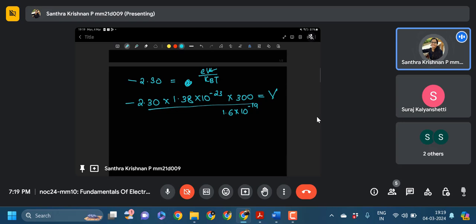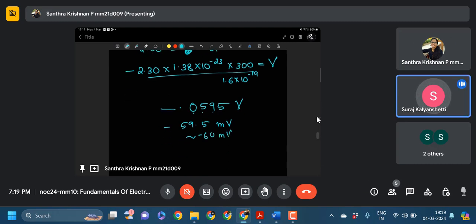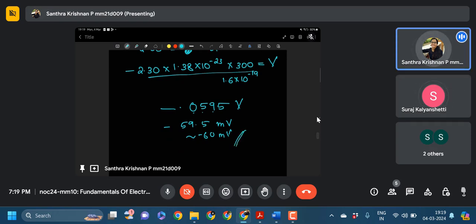And minus 0.05. So approximately minus 60 millivolts, right? So there is an option like minus 60 in the fourth option. So that will be our answer.